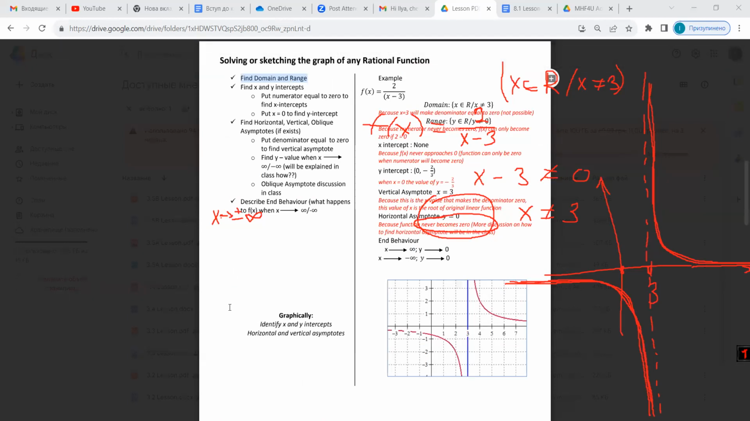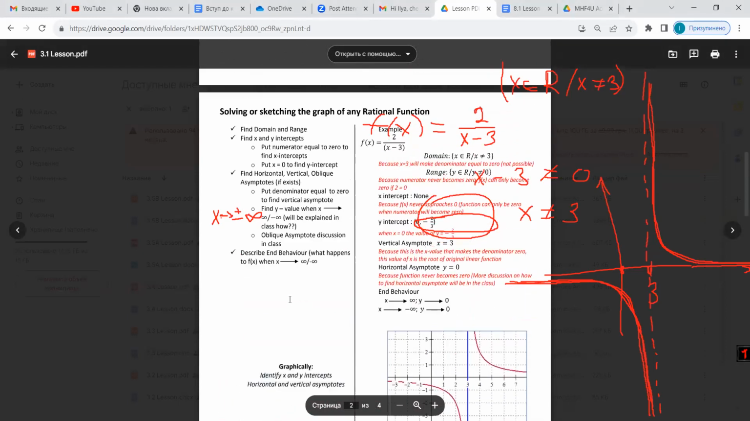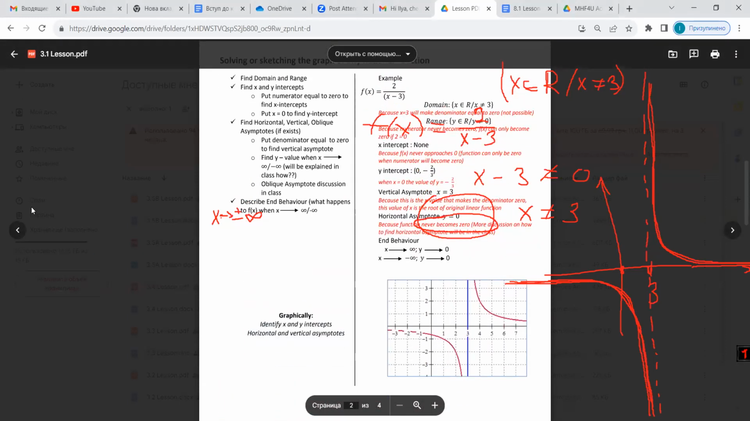So graphically, you have to identify x and y-intercept, horizontal and vertical asymptotes. For example, we found the y-intercept would be 2 over -3, a point somewhere here. We found that there are no x-intercepts, none of them. And we also know that we have a vertical asymptote at x equals 3 and a horizontal asymptote at y equals 0.